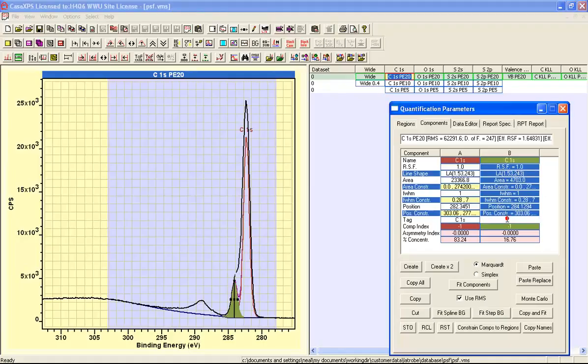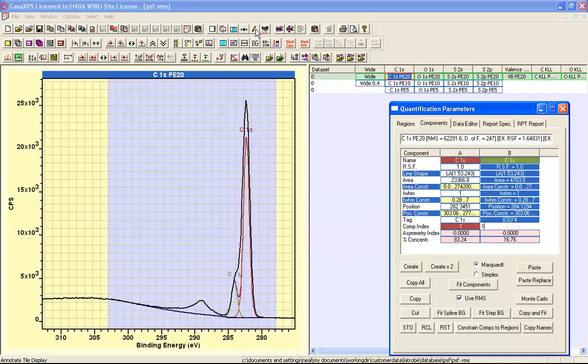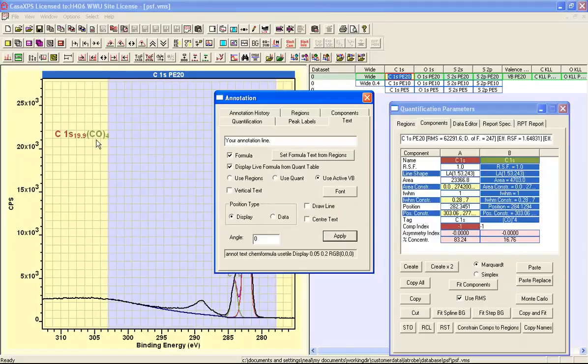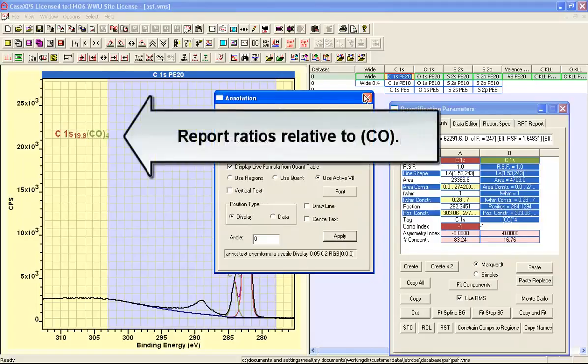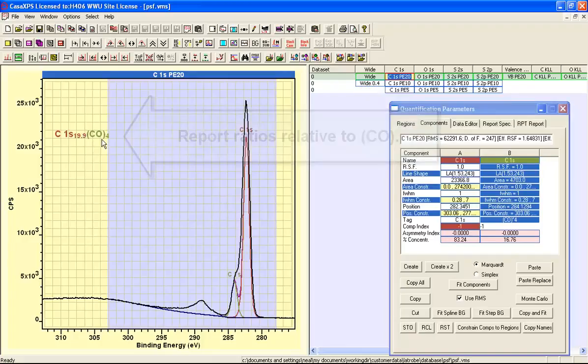So this one here I'm going to indicate as having a CO type peak, and I think there should be 4 of these, so I'm going to say *4, and that will be used for annotation of the peak model. So let's actually add that annotation. I'm going to say I want a formula, and I want it from the active tile, and we'll just say apply. So you can already see that we have a ratio of these two peaks just by accident is close to 19:4.